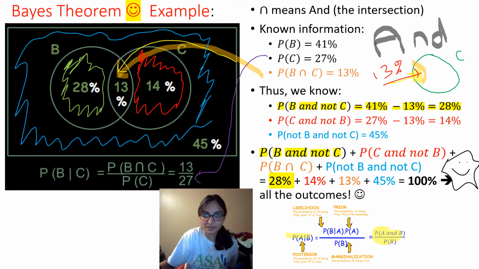That's what we're focusing on. Oh, this should have been in orange. We're focused on that 13% out of the probability that C is true here. That's what we're seeing. So it's 13 out of 27. So that's the probability that B is true given that C is true. So it almost seems around 50%, which is kind of higher than... So let me see. What is 13 divided by 27? That is 48%.